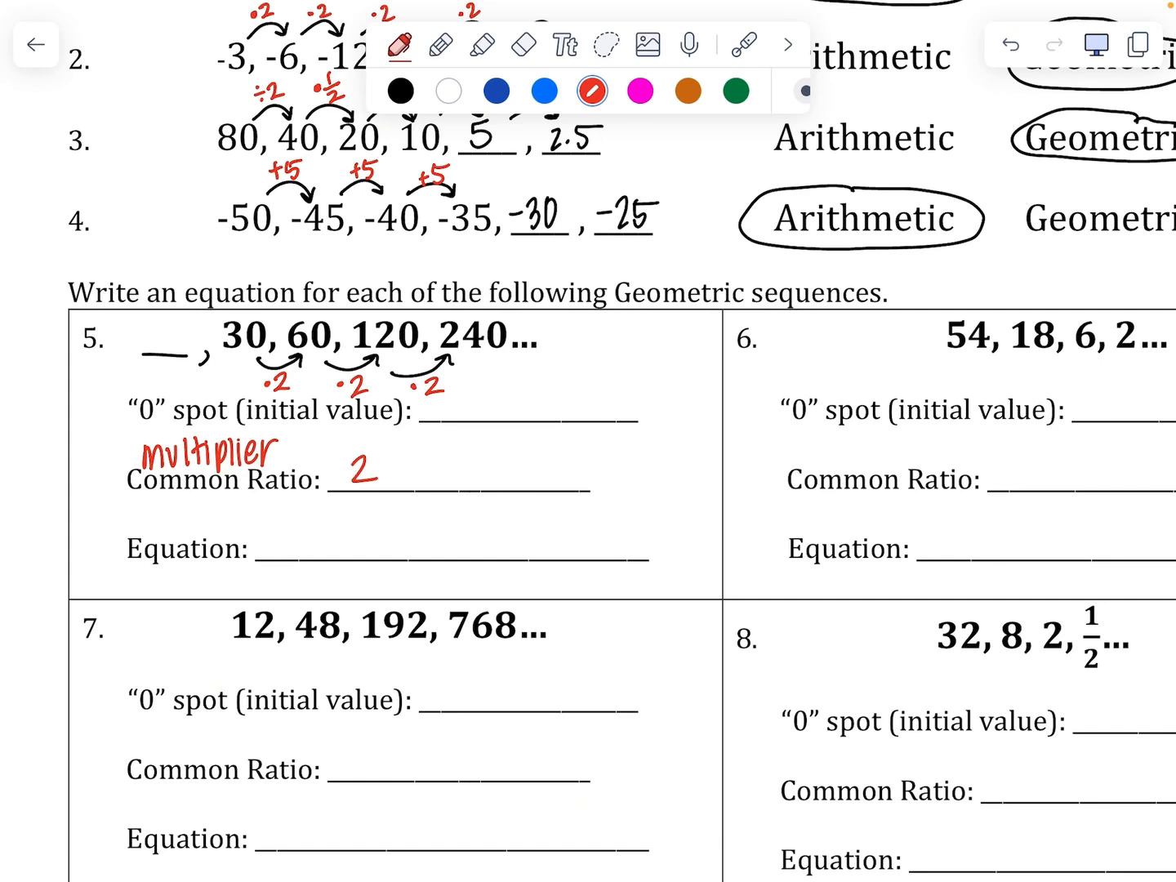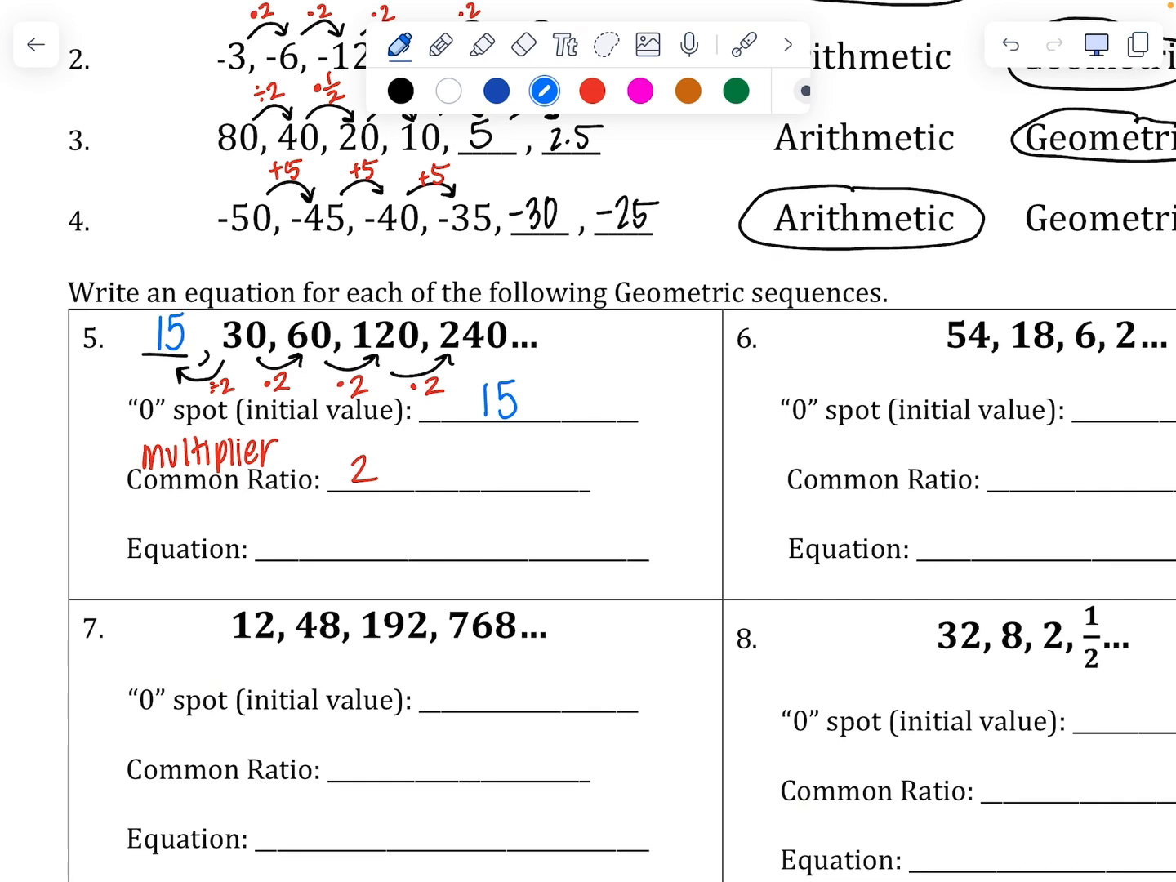The 0 spot. So the 0 spot is we need to get that number to the left of 30. Well, multiplying by 2 is in the forwards direction. Now we gotta divide by 2. What is 30 divided by 2? 15. So now we have our 0 spot number and we have our multiplier, 2.